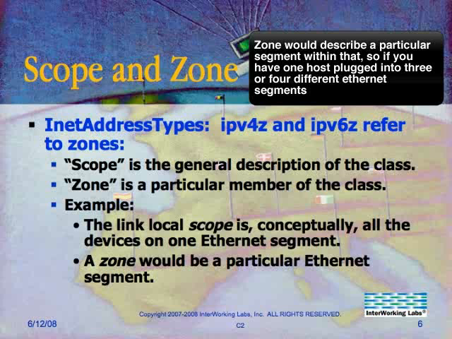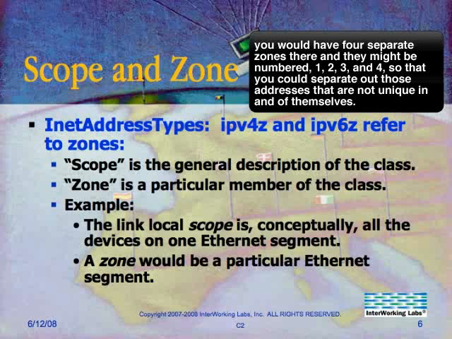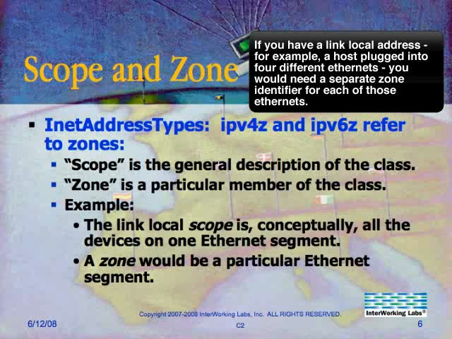So if you have one host plugged into 3 or 4 different Ethernet segments, you would have 4 separate zones there, and they might be numbered 1, 2, 3, and 4, so that you could separate out those addresses that are not unique in and of themselves. If you have a link local address, for example, a host that's plugged into 4 different Ethernets, you would need a separate zone identifier for each of those Ethernets.